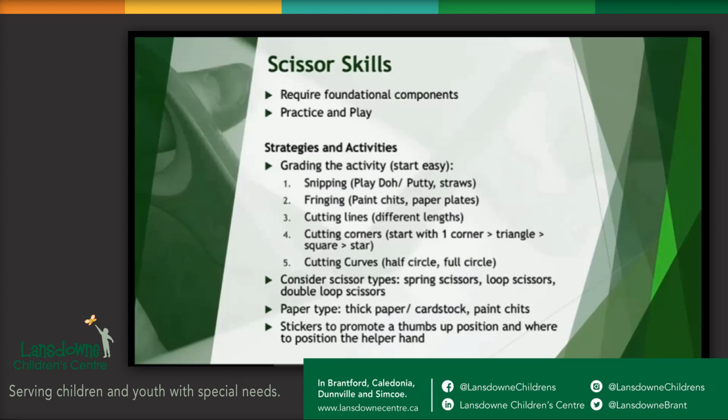So other considerations for these activities would include what types of scissors you are going to use. If a child has weakness in their hand and they have a really hard time opening and closing scissors, you could use spring scissors, or you could use loop scissors or double loop scissors. Think about different paper types. Thick paper, cardstock, is typically easier to cut because it's less work for your helper hand to hold. A great idea is the paint chips that you can get from home reno stores. They're just nice little snips, and they're usually thicker.